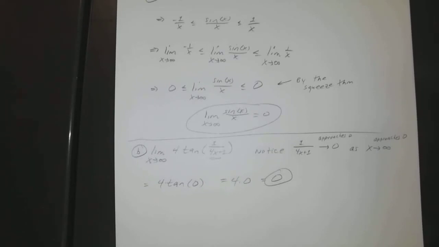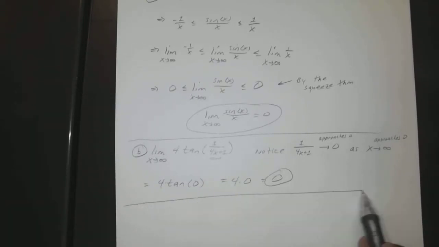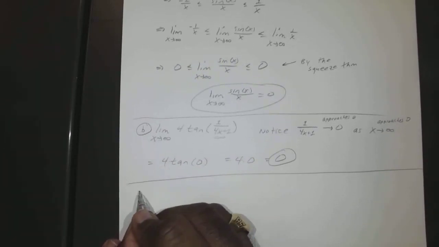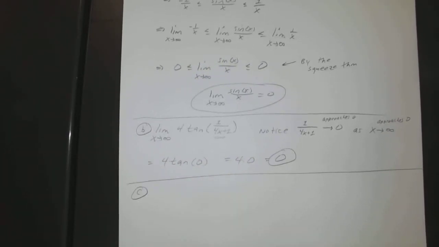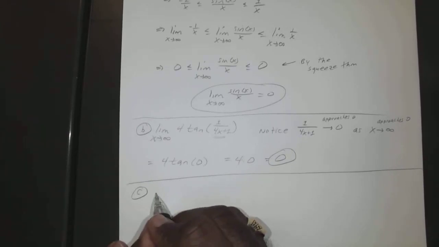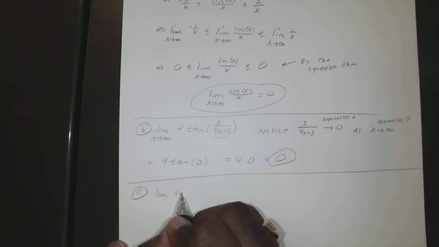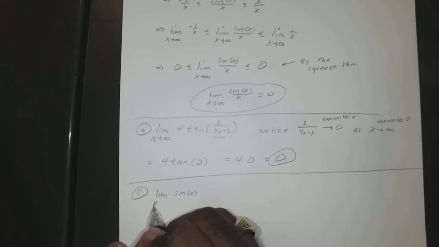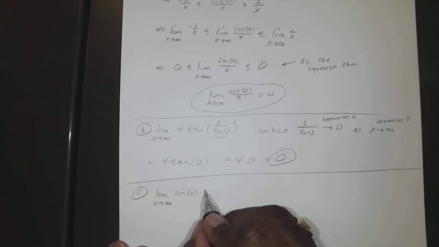Okay. Now for C, like I said, with sine and cosine, they bounce in between negative 1 and 1. So there is no limit if it's just bouncing between one and the other. Okay, so the limit of sine of x as x approaches infinity.